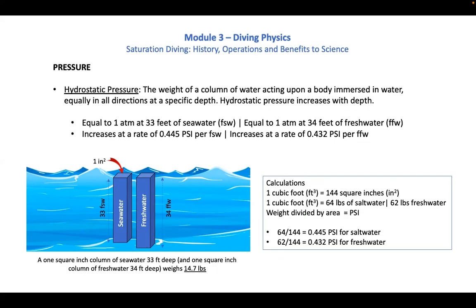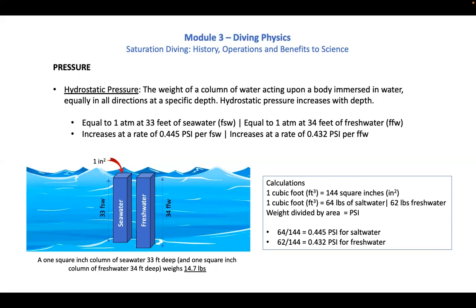Hydrostatic pressure is the weight of a column of water acting on an immersed body at a specific depth and impacts the body equally in all directions. To quantify this, a 1 square inch column of seawater 33 feet deep weighs 14.7 pounds, or 1 atmosphere.